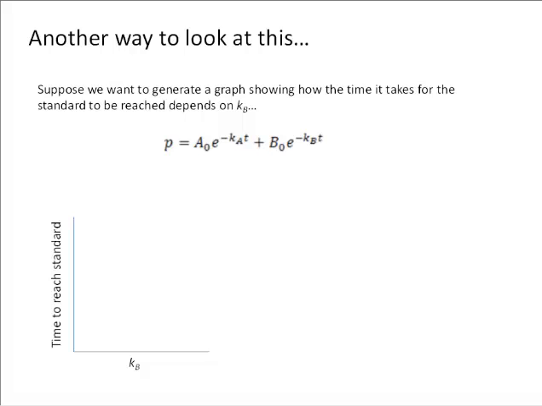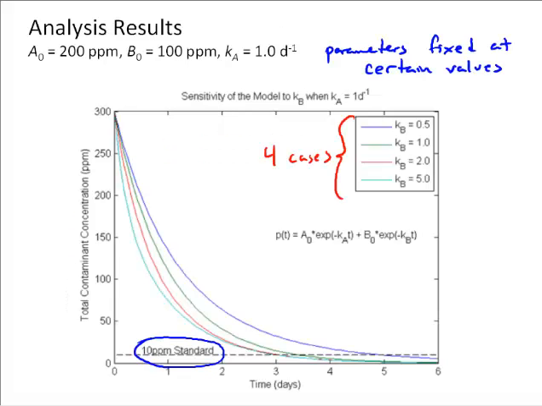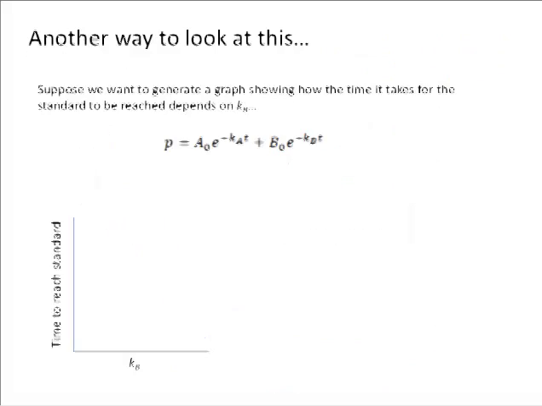Let's say we've looked at this graph and we say, well, what I'm really interested in is how the time it takes to reach that standard changes. I can see that it's about 3 seconds or 3 days for KB equals 2 and KB equals 5. And then all of a sudden it increases as KB gets smaller than 2. And I really want to look at that situation. So maybe I would like to generate a graph showing how the time it takes for the standard to be reached depends on KB.